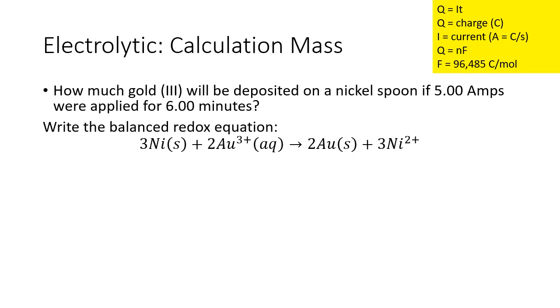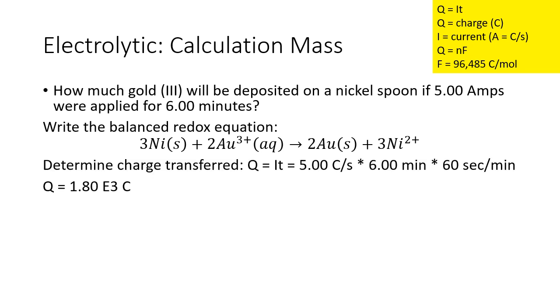So if we wrote our balanced redox equation for this, we have nickel solid going to nickel 2 plus, and we've got gold 3 plus going to gold solid. And remember, this is pushing it the wrong way, so we should get a negative E cell. And you do, by the way. All right, so from here, we can start doing our calculation. We're going to use our Q equals IT to establish how much charge is transferred. So 5 amps is the same as coulombs per second, so 5 coulombs per second times 6 minutes. We have to do a unit conversion because we have to go from minutes to seconds to use it with amps. So 6 minutes times 60 seconds per minute gives you 1.80 times 10 to the third coulombs.